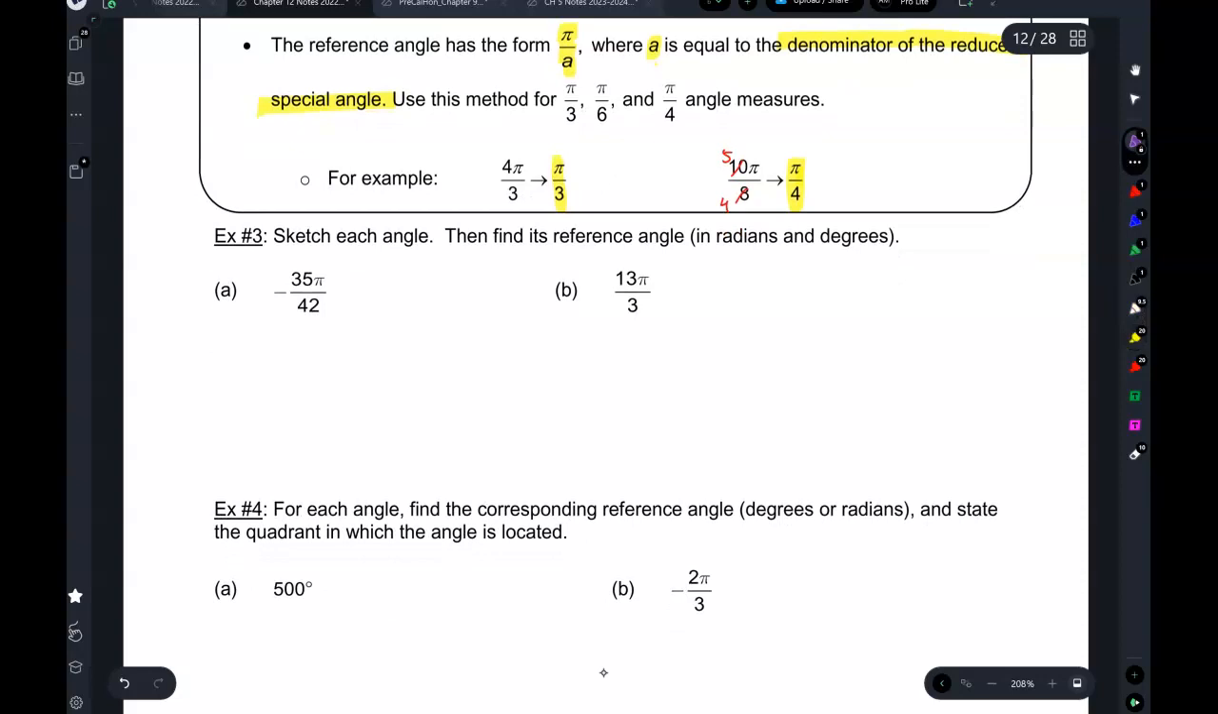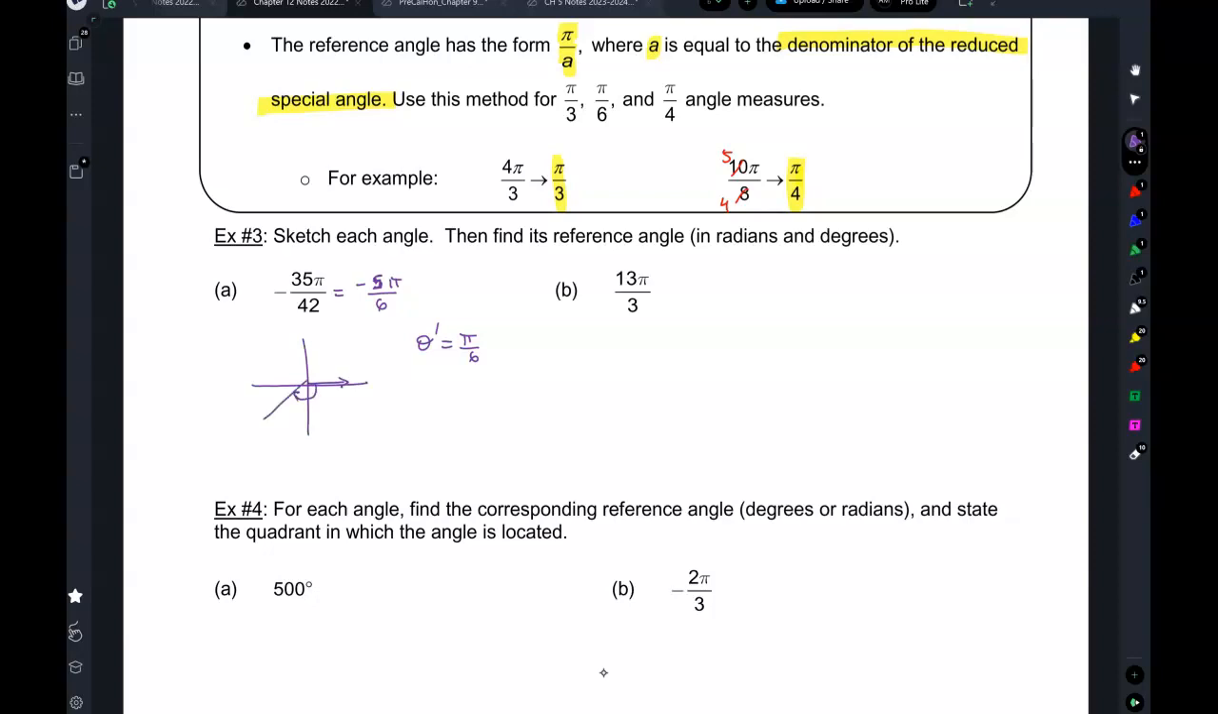Okay, negative 35 pi over 6. Sketch the angle, then find its reference angle. First we reduce. So this is negative 7 pi over 6. No, 5 pi over 6. Whoopsies. So what's the reference angle? Pi over 6. Okay, let's draw this. Initial side, negative 5 pi over 6, here. Remember, 5 pi over 6 is just under a full pi, so we go almost 2 quadrants.